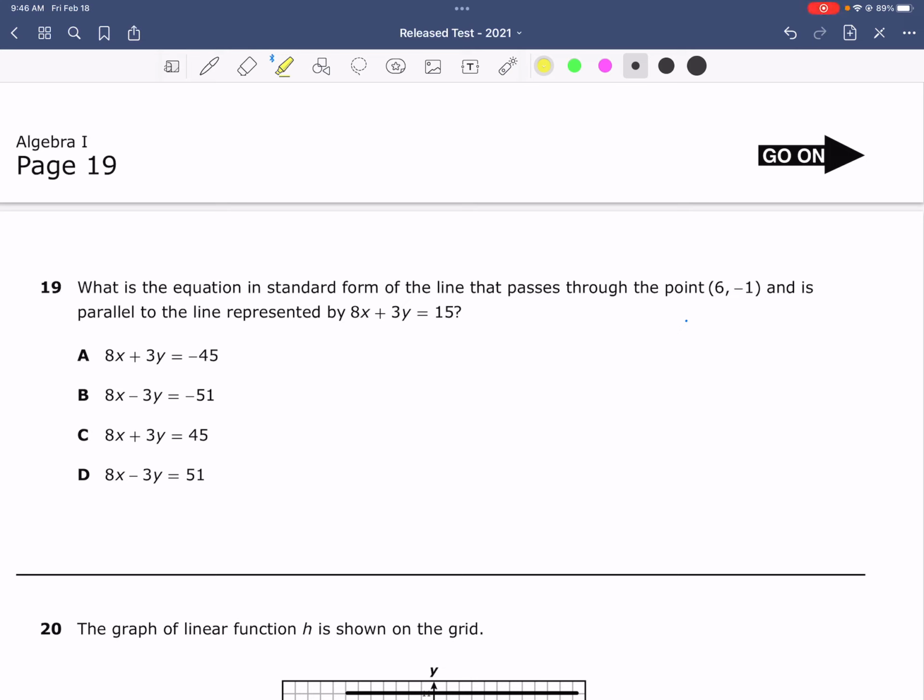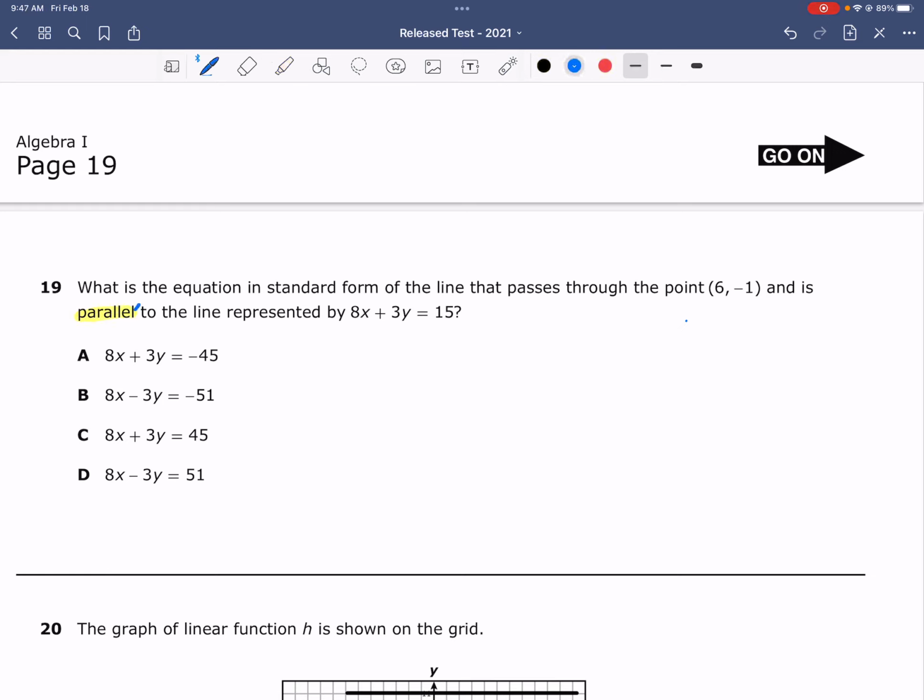What is the equation in standard form of the line that passes through the point (6, -1) and is parallel to the line represented by 8x + 3y = 15? We need to pick up on a couple of key words in this problem. The first one is the word parallel.